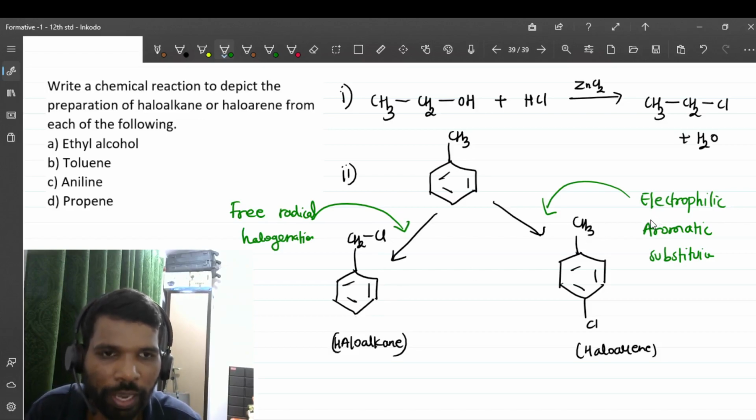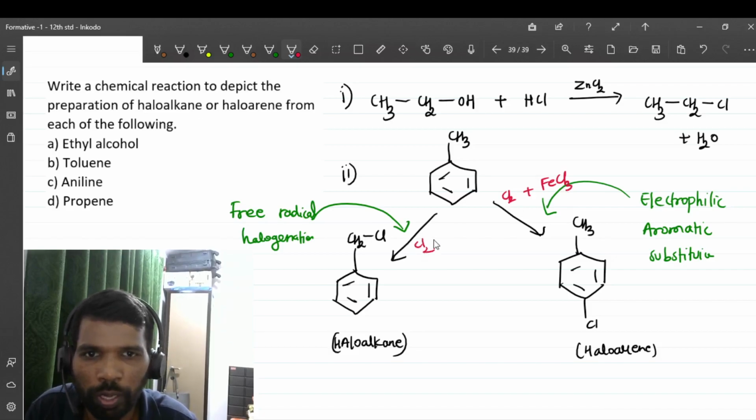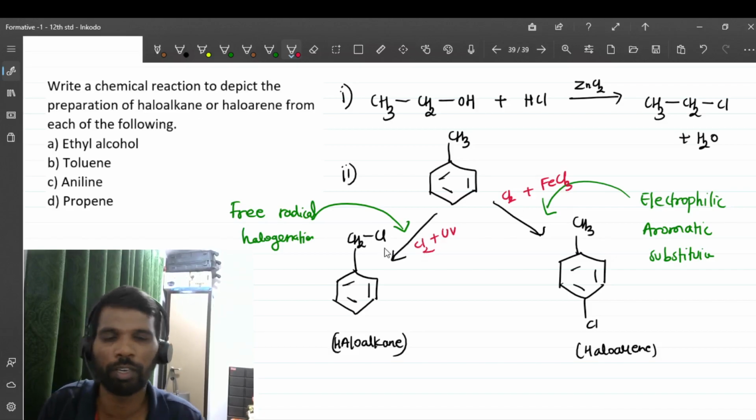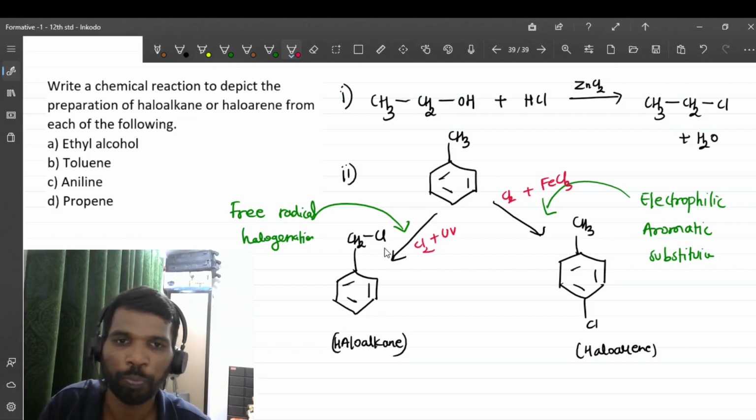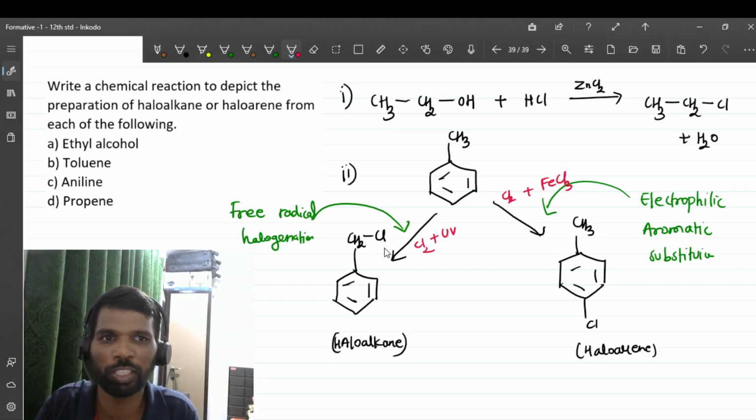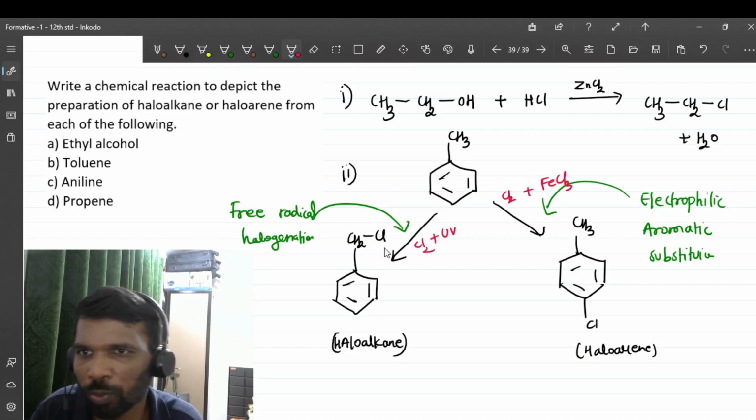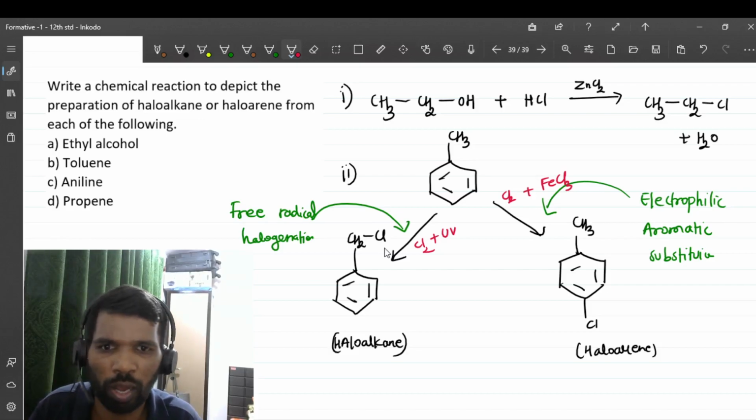If you are doing an electrophilic aromatic substitution, the reagents will be chlorine plus FeCl3. Here it is chlorine and UV light. Understand this difference in what is asked: is it free radical halogenation or electrophilic aromatic substitution? So this is haloalkane and this is haloarene. That's it.